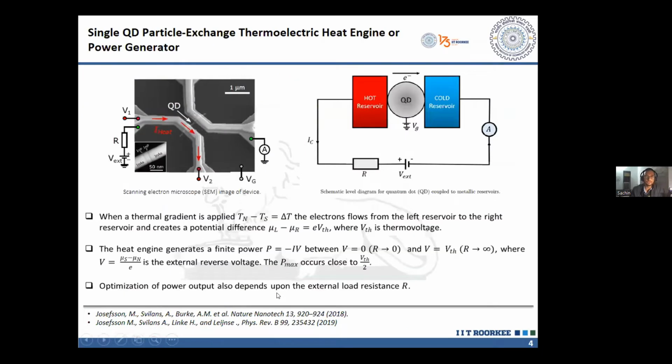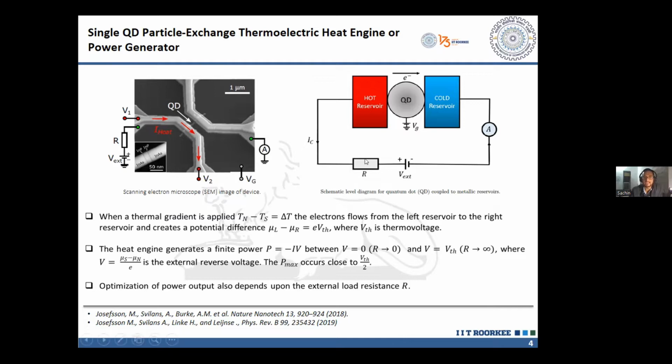So let me first show you this single quantum dot based heat engine. This group, Josefsson, recently fabricated this device experimentally. When there is a thermal bias between the two normal reservoirs, then due to this temperature difference, electrons flow from the left to the right electrode, which creates a potential difference. It generates a thermovoltage due to the Seebeck effect, and that voltage can be used in an external series load resistance R.